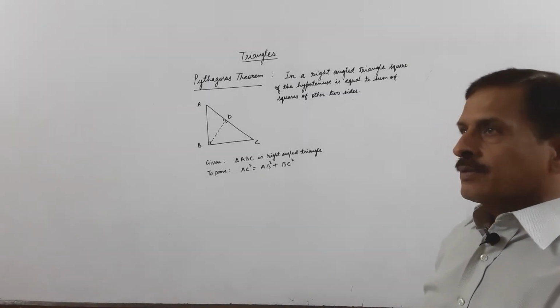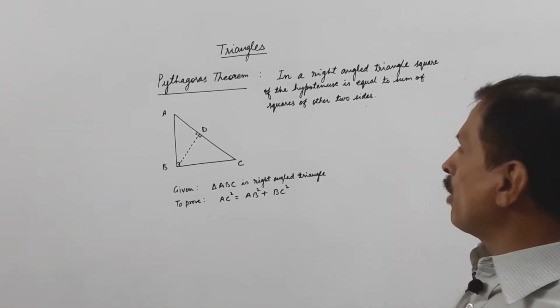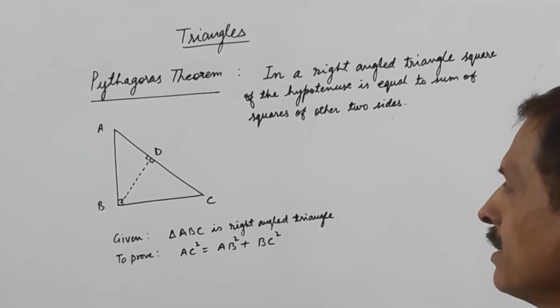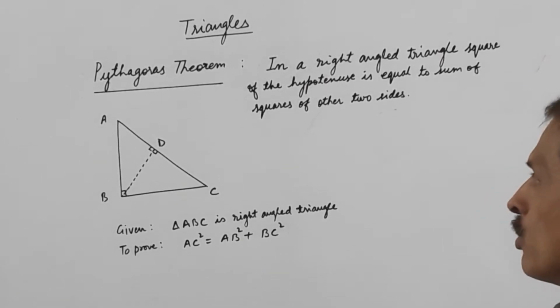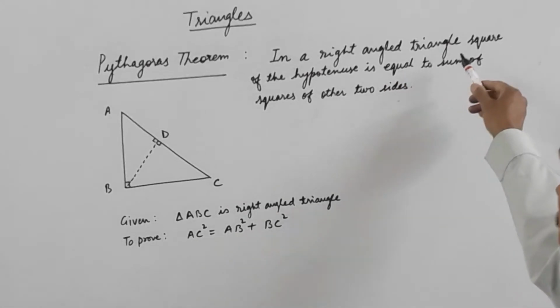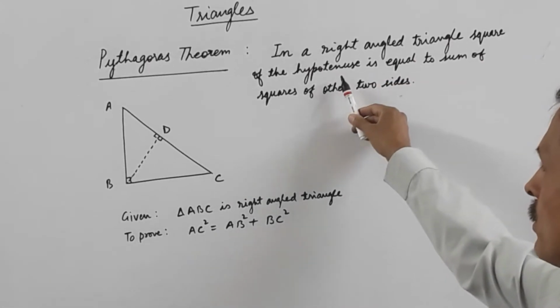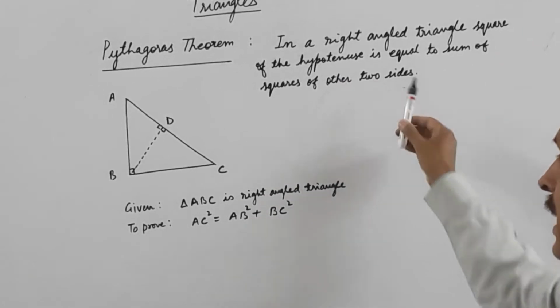In this video, we will study another concept of triangles, that is Pythagoras theorem. According to this theorem, in a right angled triangle, square of the hypotenuse is equal to sum of squares of other two sides.